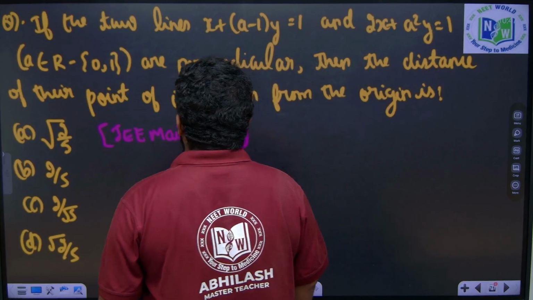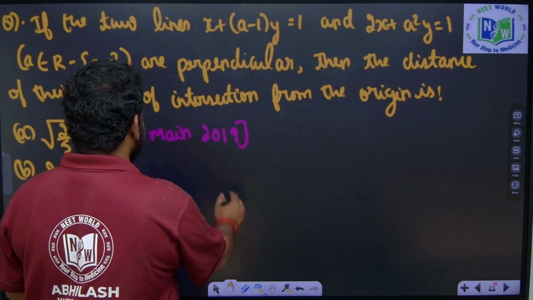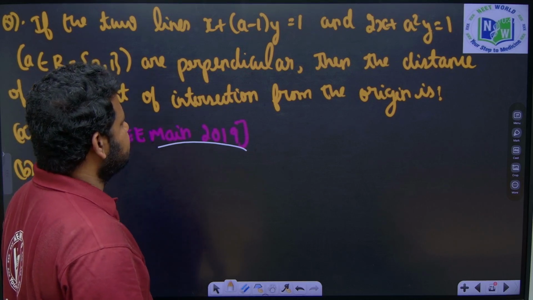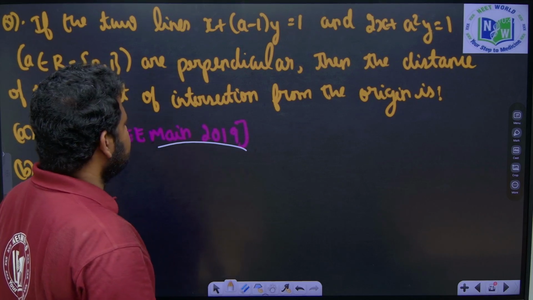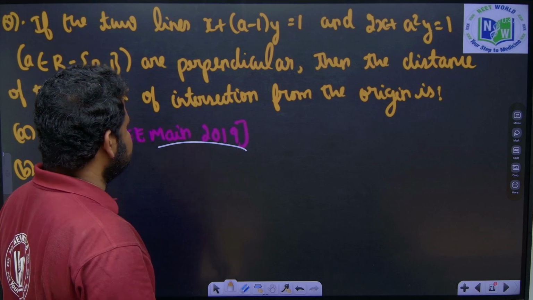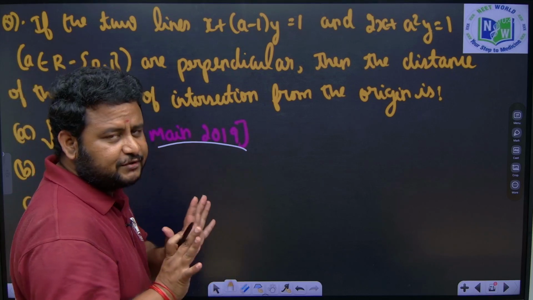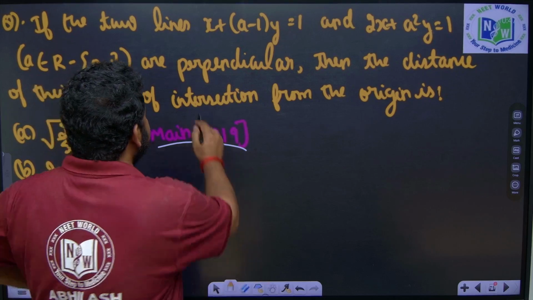They have given, this is 2019 JEE Main: if the two lines x plus (a minus 1)y is equal to 1 and 2x plus a square y is equal to 1 are perpendicular, then the distance of their point of intersection from the origin. First of all, what they have given? They have given two lines and they have told they are perpendicular.